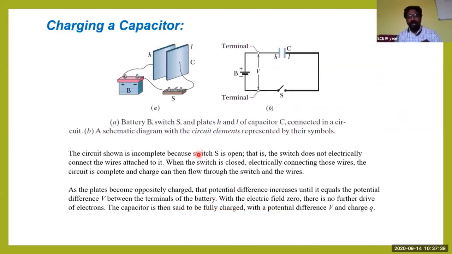Now, charging of a capacitor. How do we charge a capacitor? We know that in order to charge the capacitor, we need the switch to be closed.